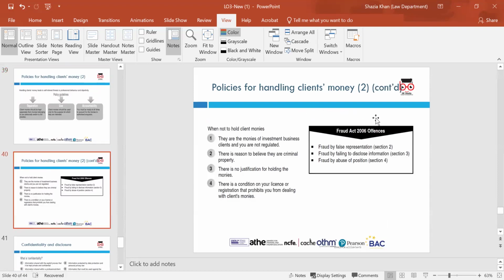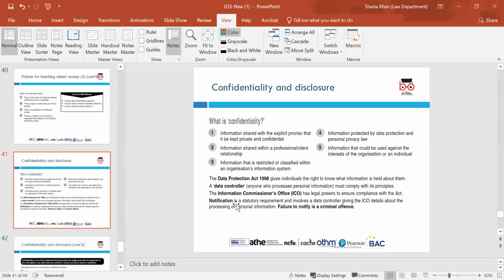Policies for handling client money. When not to hold clients' money. So, monies of investment business clients that are not regulated. The Fraud Act 2006 offences, sections 2, 3 and 4. There's reason to believe they are criminal property. There's justification for holding the money, and there's no justification. There's a condition on your license. So it's really important that you avoid trying to keep any sort of money from clients.